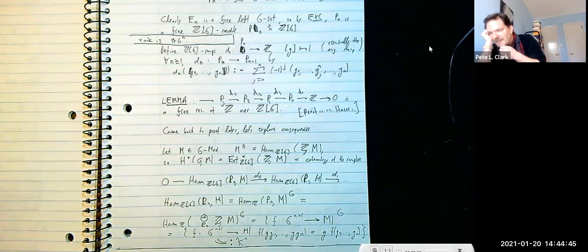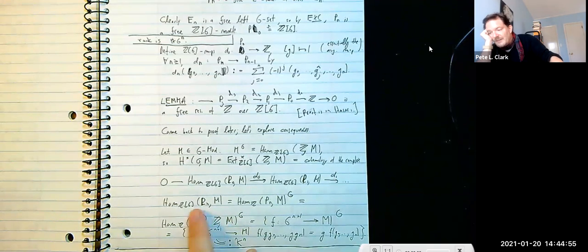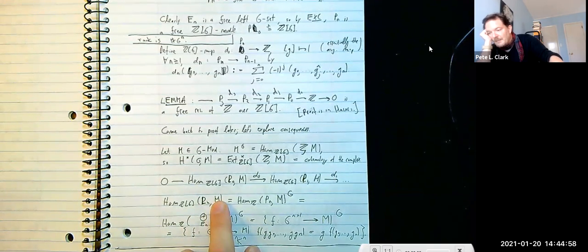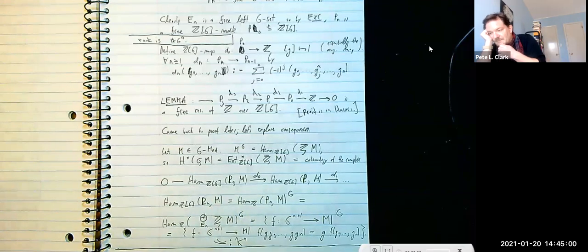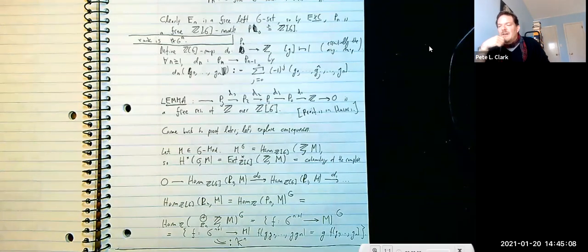So the first step is, well, that's supposed to be a P_n, I don't know what happened there, sorry. What is Hom_ZG from P_n into M? Again, there's various ways of doing this. One way to think about this is that, since P_n is a free Z-module, this must be isomorphic to a direct sum of an enormous number of copies of M, but maybe there's a better way of writing that.